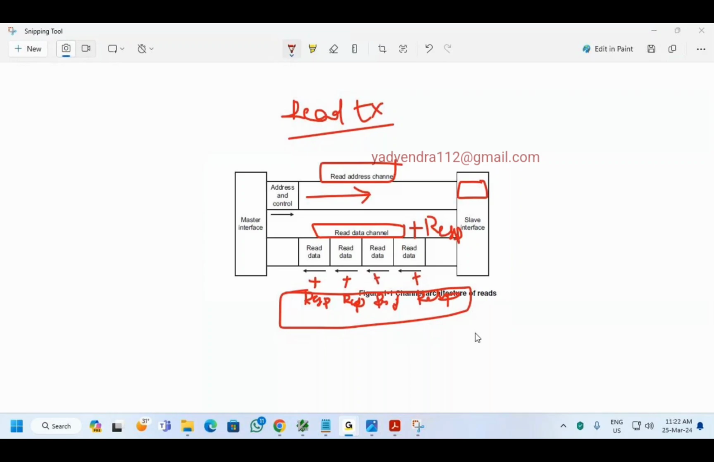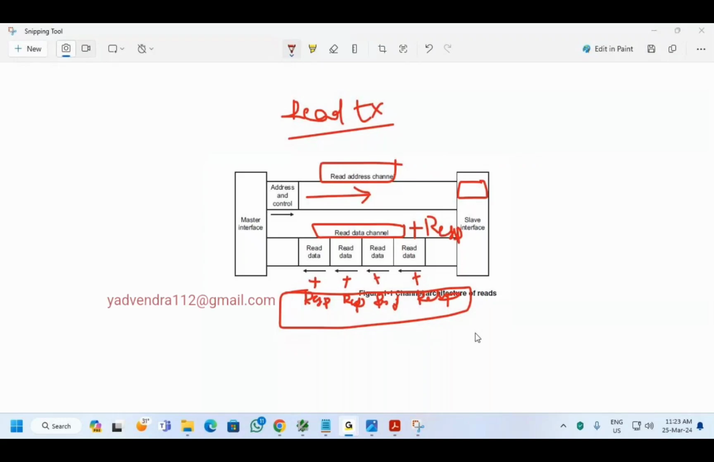Did everyone understand this concept, guys? Previously, in write transactions, address and data come from the master only. That is the reason the slave uses a separate channel to convey the response. Whereas in read, one channel is used by the master to convey the address, and the second channel is used by the slave to send the data. So now we are taking advantage of this read data channel. The slave is using the second channel, so we will introduce the response signal inside the channel. Got it, guys?